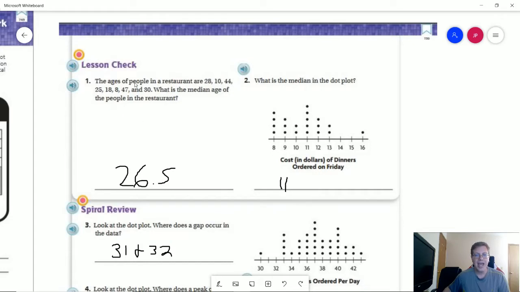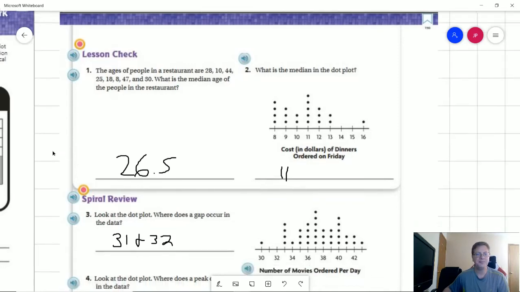Number 1 on the back, we are looking for in between 25 and 28. That would give us a median age of 26.5. For number 2, I suggested you could count the number of points and start working your way from the left-hand side. Our 10th and 11th data point fall on the number 11, which means 11 would be our median.